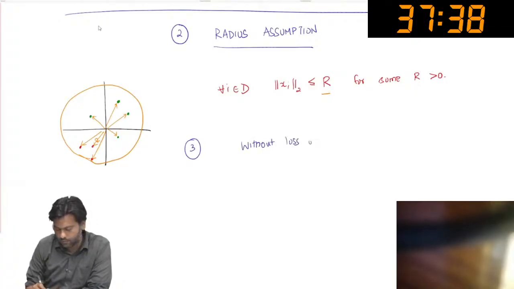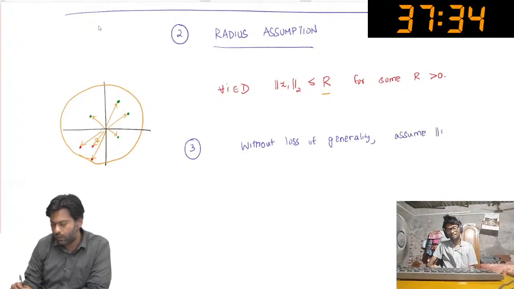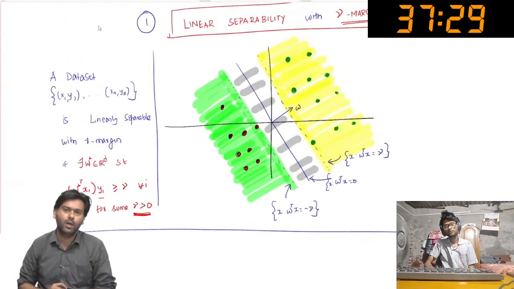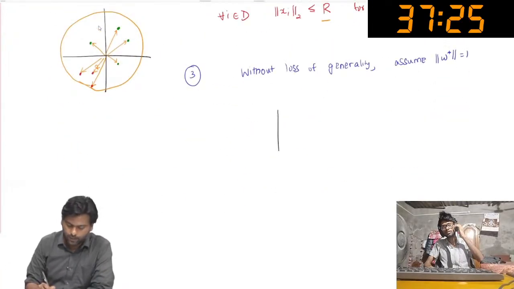Without loss of generality, we can assume the norm of W star is 1. Well, what is W star? W star is this guy which separates my data set with margin gamma. Now I'm saying that W star's norm is actually 1. Now what does this even mean, right? So it means the following. So again, we have this data set.